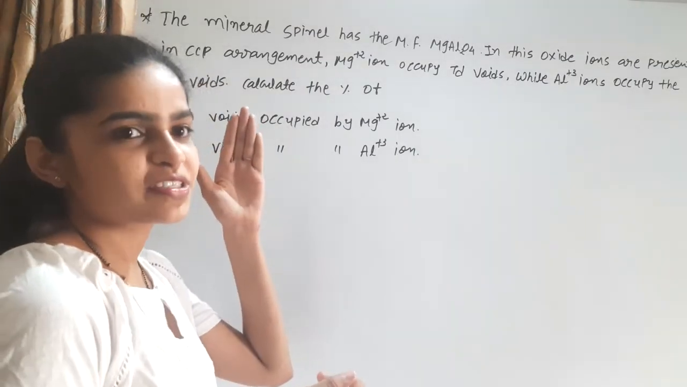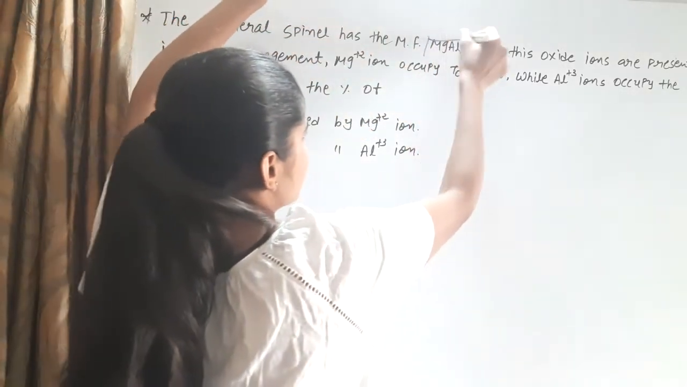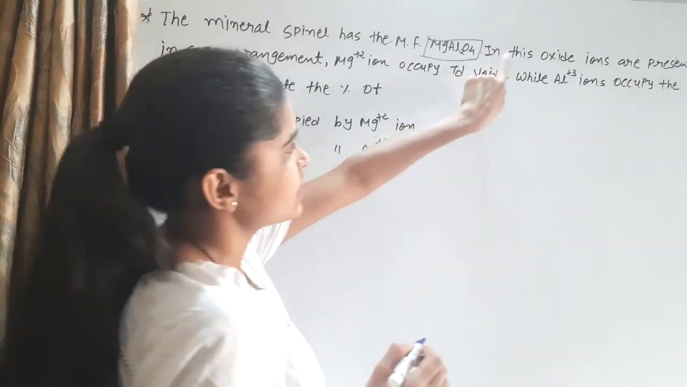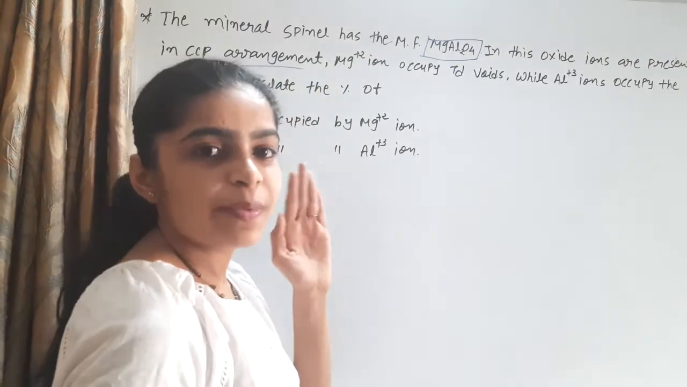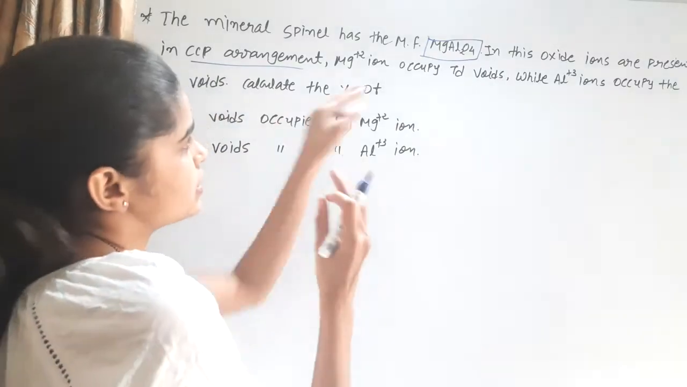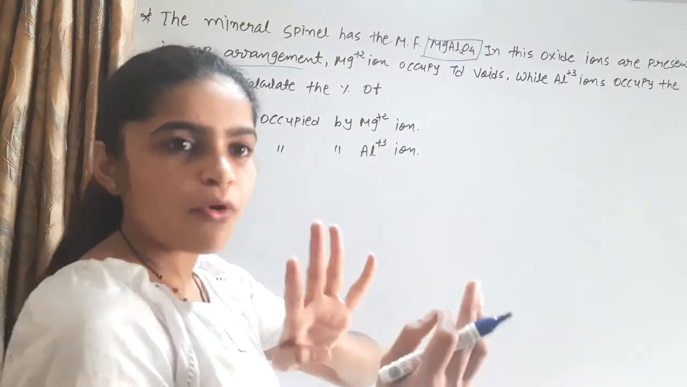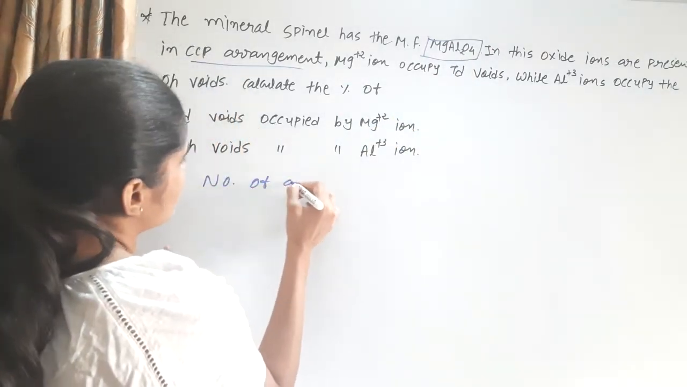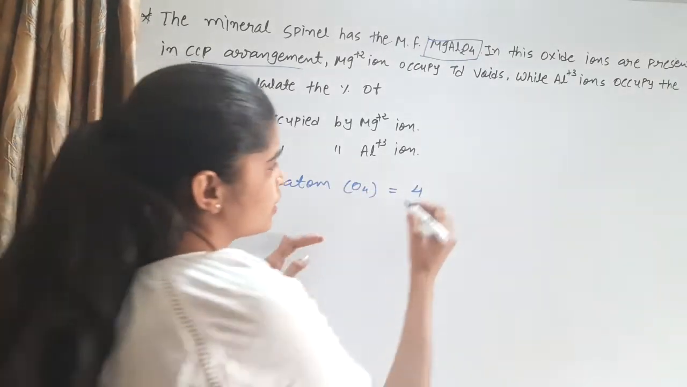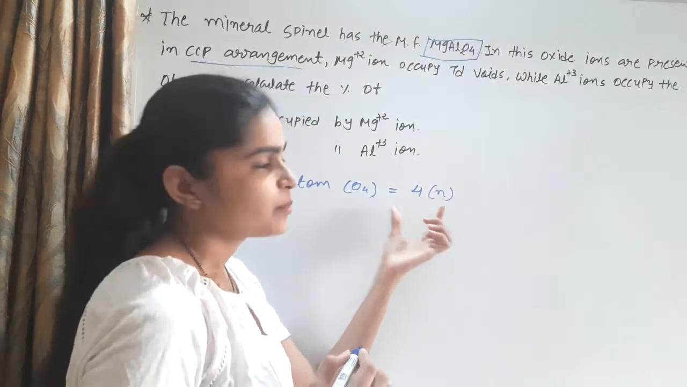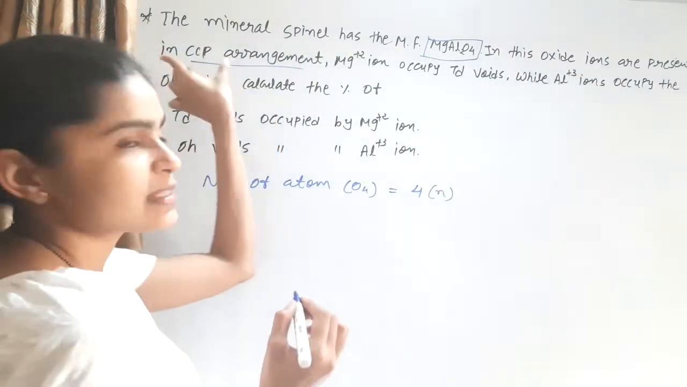This is a very important question. The mineral spinel has the molecular formula MgAl2O4. In this, oxide ions are present in a CCP arrangement. Being present in CCP arrangement means the number of atoms is equal to n. So for the oxide ion, the number of atoms is 4. The number of atoms in oxygen is equal to 4, and we consider it as the n value, because the oxide ions are present in CCP arrangement.